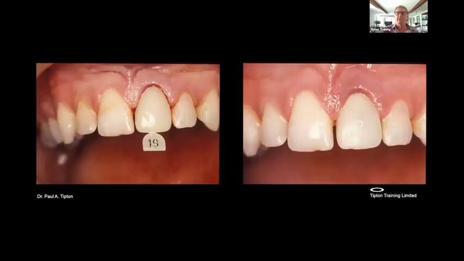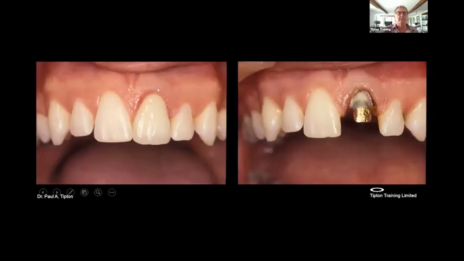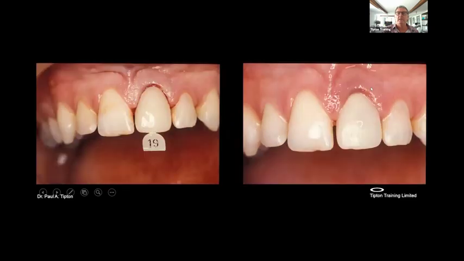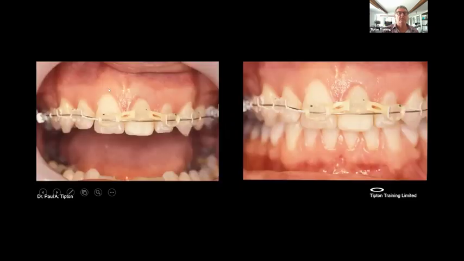So let's just look at the soft tissue levels. We started off the same. With my prototype on, we're still the same. Now we've brought it down by about 1 millimeter.